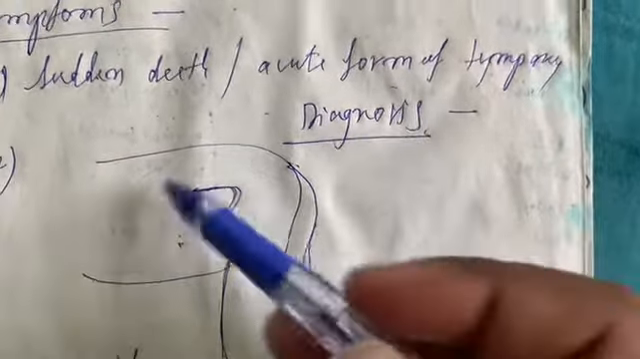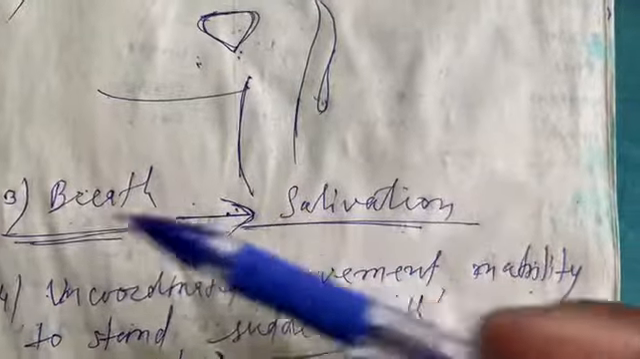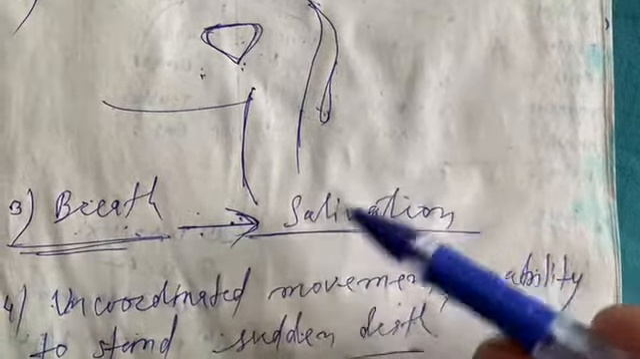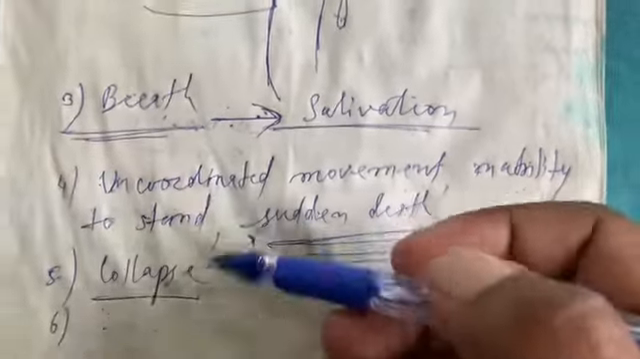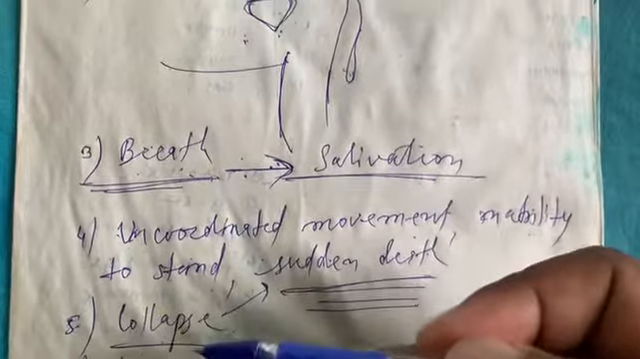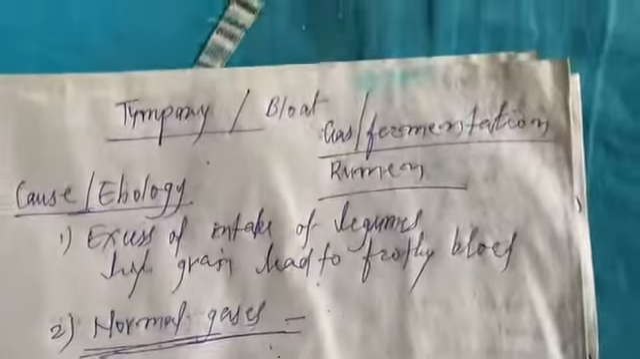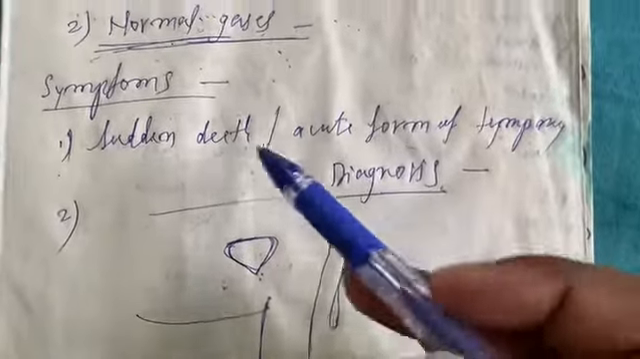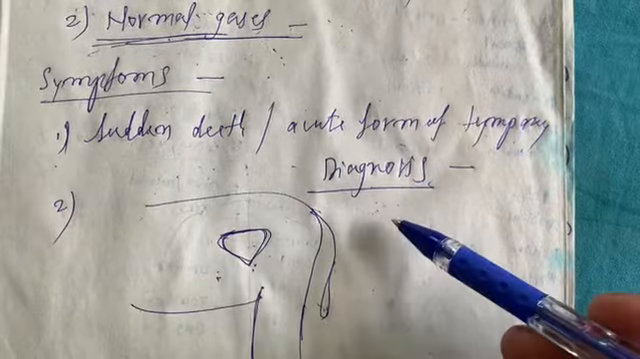Okay. So, by observing the abdomen, the flank regions, the normal respiration rate of the animal, whether profuse salivation is seen, or the tongue protrudes, or there is uncoordinated movement or inability to stand, or if the animal suddenly collapses on the ground, on the basis of all these symptoms we may say that the animal is suffering from tympany or bloat. Okay. So, these are the measures which are generally considered for the diagnosis of this disease.